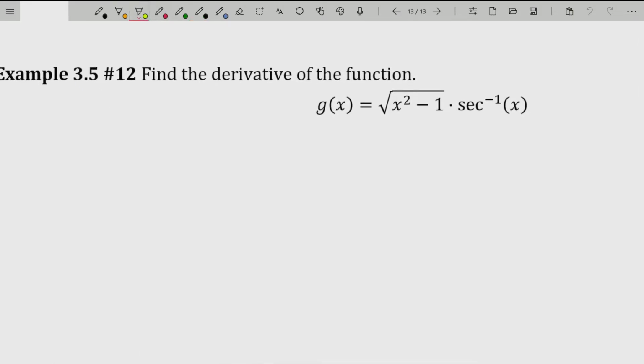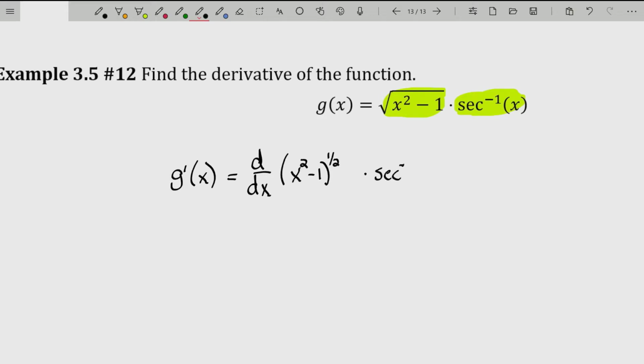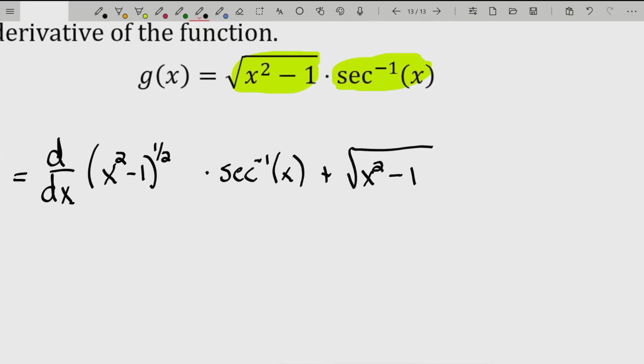It's a product rule, right? It's a product of this and a product of that. There we go. So let's go ahead and find g prime. G prime is going to be the derivative of the first function. So I will actually write it that way, d dx of this x squared minus 1 to the 1/2. And then times secant inverse plus the first function, which is square root of x squared minus 1. Notice how I use radicals when I'm not taking derivatives, and I don't use radicals when I am taking derivatives. It's a habit of mine, I suppose.